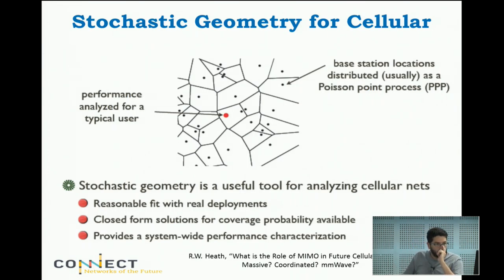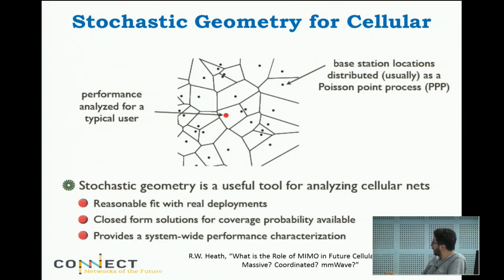So what we do, basically, you will come up with a certain Poisson point process distribution of the different cells, and then you will pick what we call a typical user. I don't think it's a very formal definition, but you normally pick one user which is representative of the set, and you do your math based on that. Normally you place this typical user in the origin, actually.